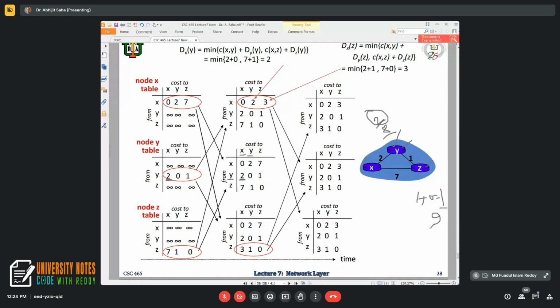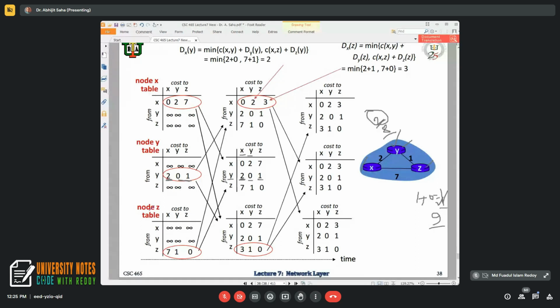So we are having 1 and 9. We can see that 1 is the least cost. What do I have in the table? 1. So that means I do not need to make an update. We have seen that in the Y table there is no change. We are having the same value, so we do not need to send the updates. Do you understand that or not? Yes, sir, I understand. All right.